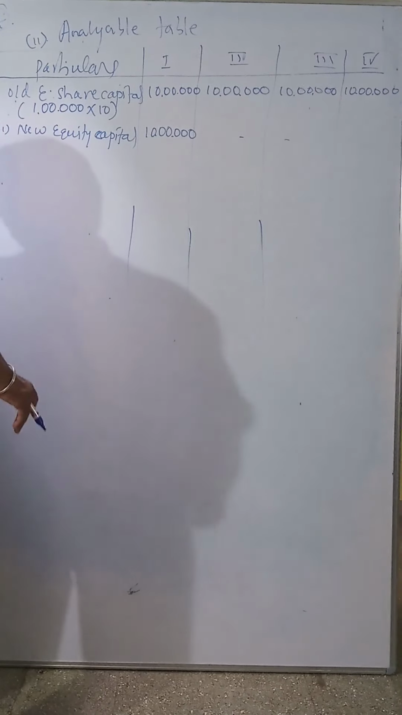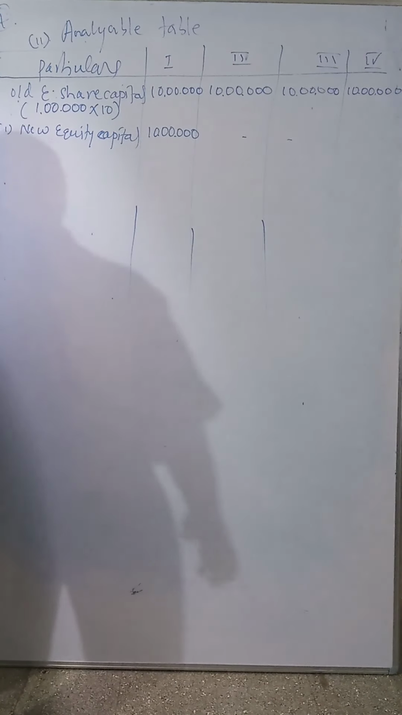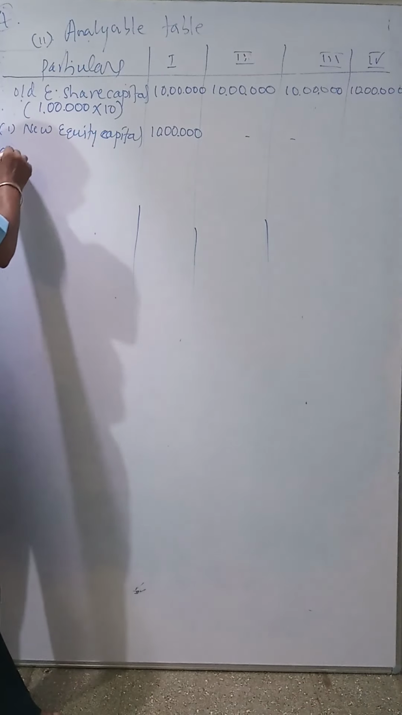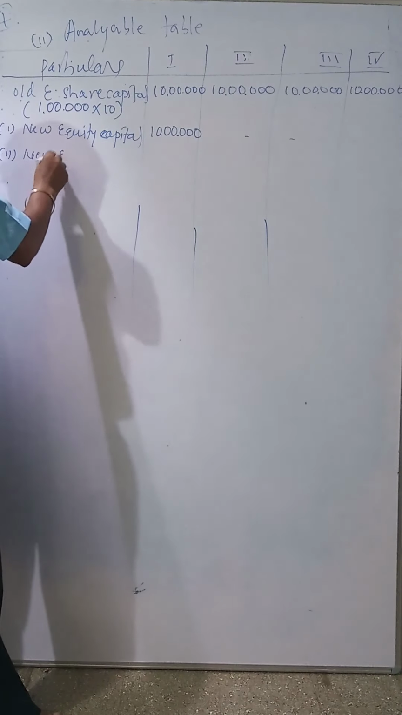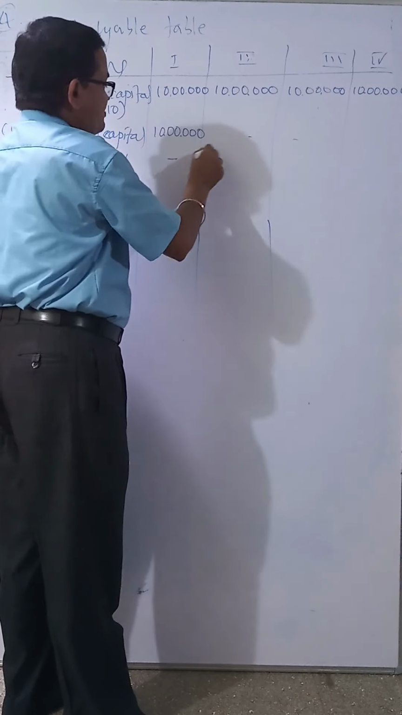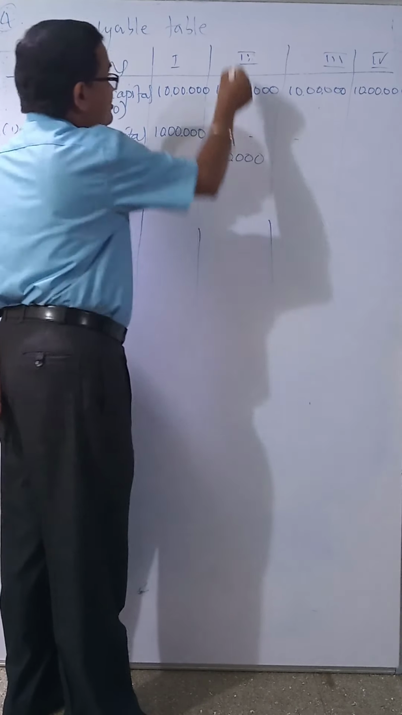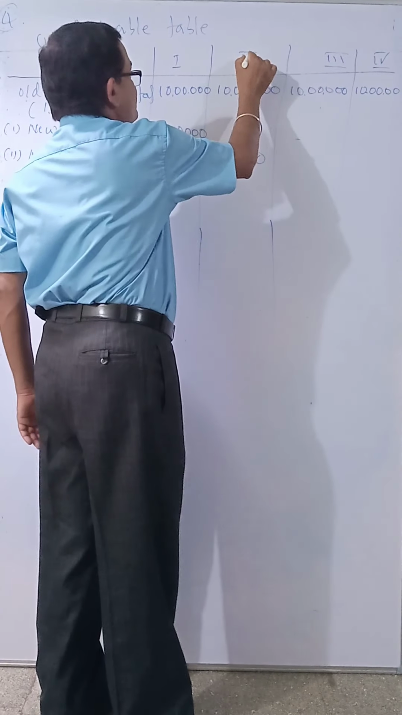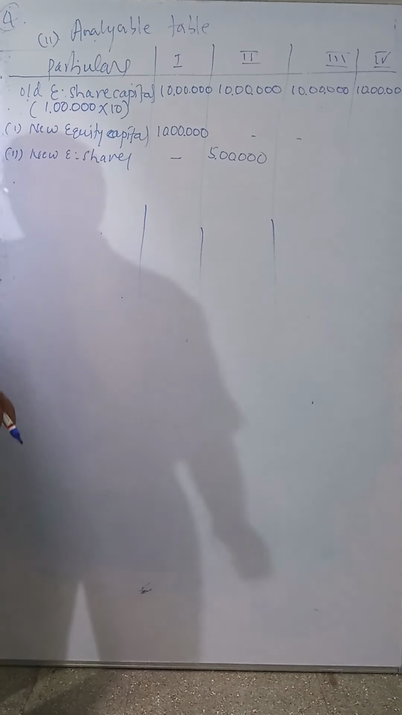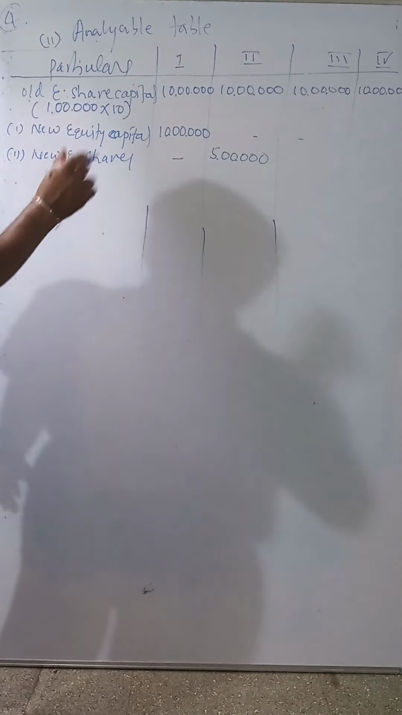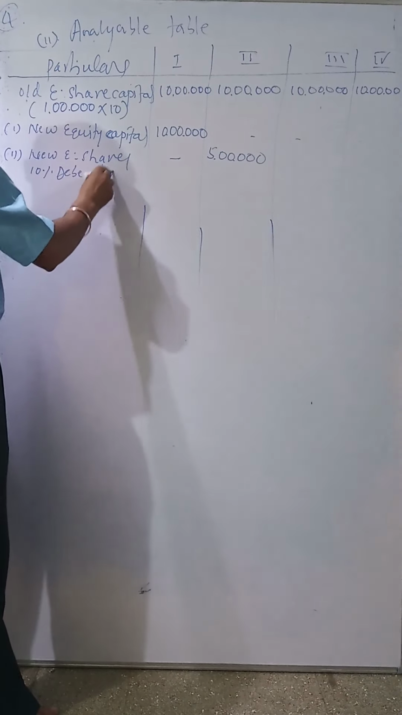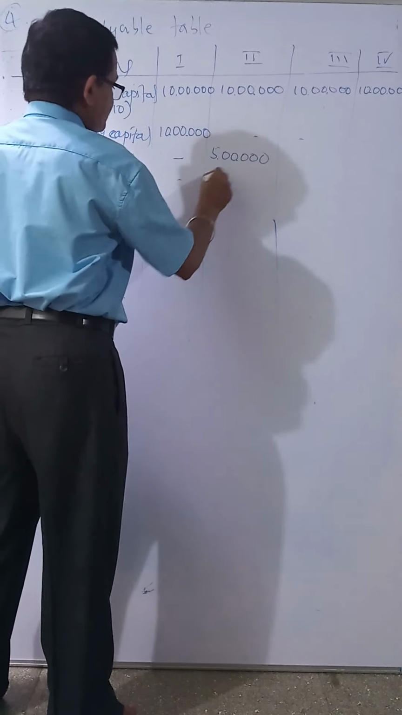Second point, what they have given: rupees 5 lakh in equity shares, new equity shares. Over, we entered the second plan in equity shares. And rupees 5 lakh in debentures carrying 10% interest. 10% debentures. How much? 5 lakh.